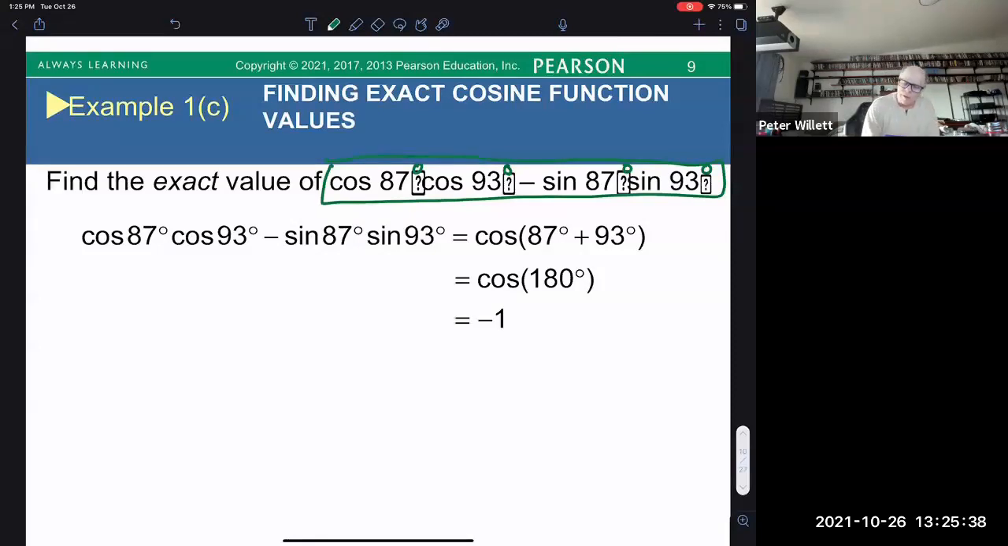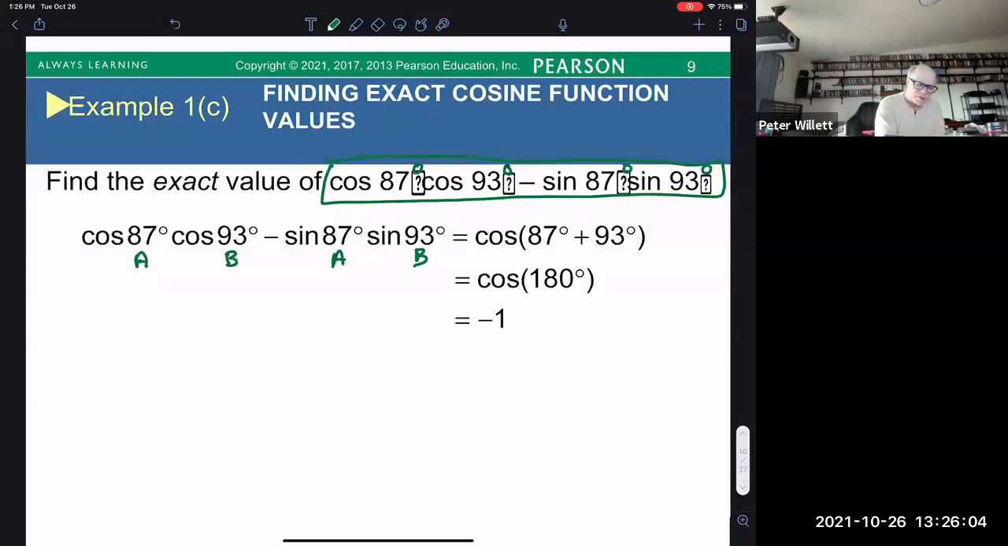And that's the formula that you would use for the cosine of A plus B. So what they're saying is, we're going to call this one A and this one B. And of course we can only do that because the 93 degrees matches in both places and the 87 degrees matches in both places. Otherwise, we couldn't use the same letter for them.